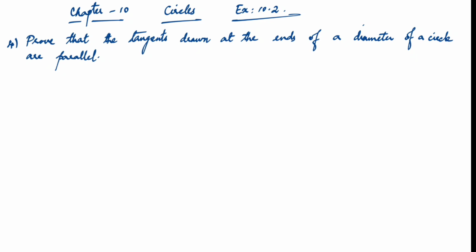Today let us see the fourth question of exercise 10.2. Prove that the tangents drawn at the ends of a diameter of a circle are parallel. Let us draw the diagram. You are told that a circle is there, with tangents drawn at the ends of a diameter.